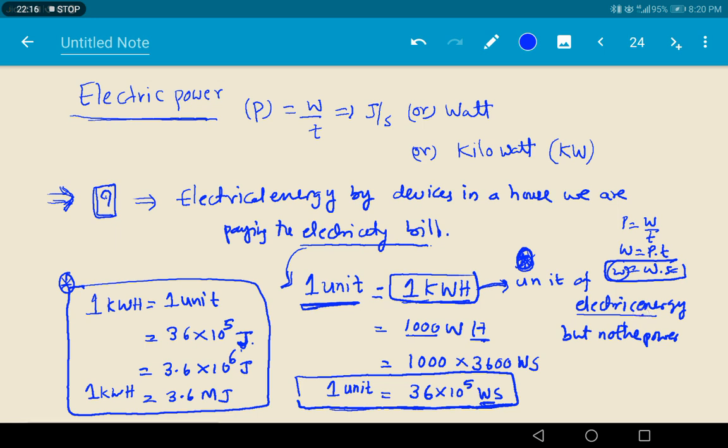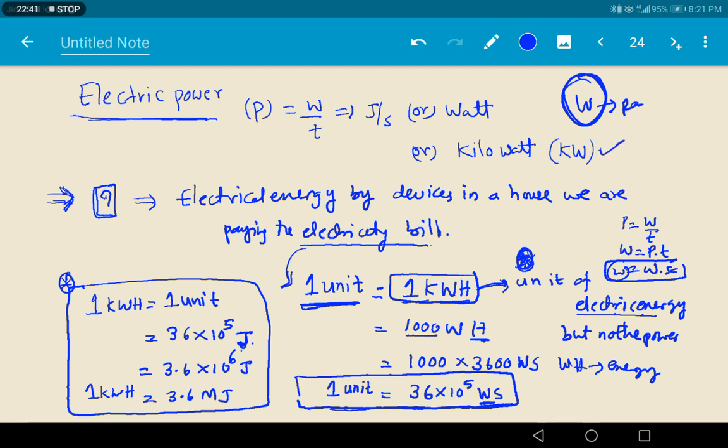Unit of electric energy, 1 kilowatt hour is the unit of electric energy, but watt hour is also the unit of energy only. But only watt, if it is watt, then it is a unit of power. If it is kilowatt also, it is a unit of power only.